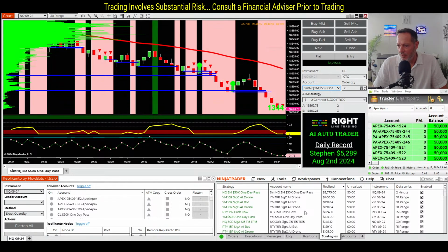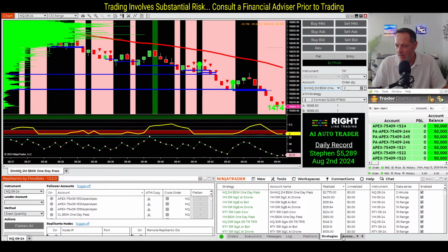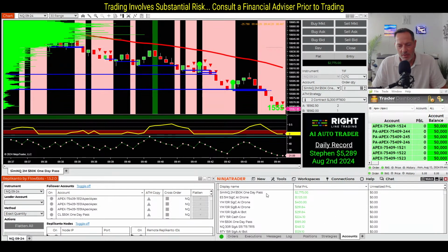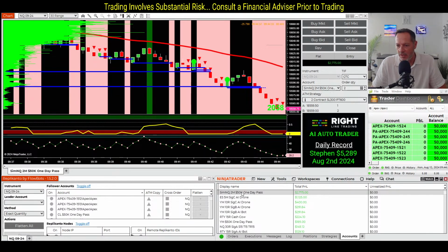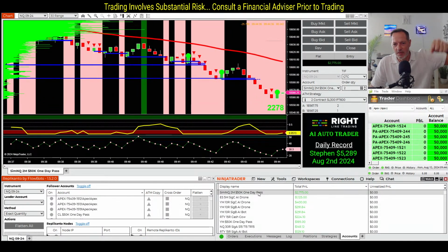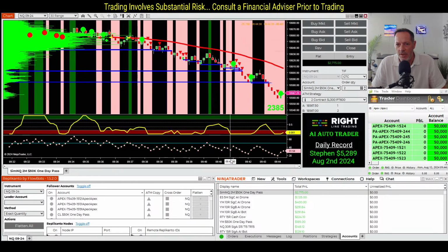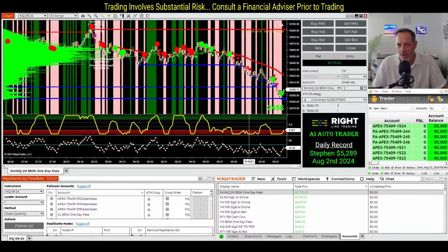So we've got them down here working, and this is the accounts tab down here in NinjaTrader 8, and these are our strategies over here along the left-hand rail here with this display name. So this is, for example, this one's called the NQ 1-day pass, the 2-minute NQ 2-minute 1-day pass strategy, and it took a nice trade here this morning. It caught a nice trade, so we wake it up.